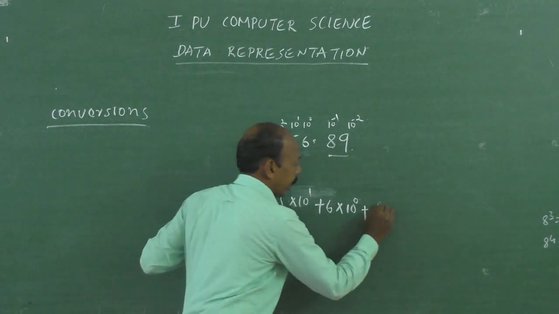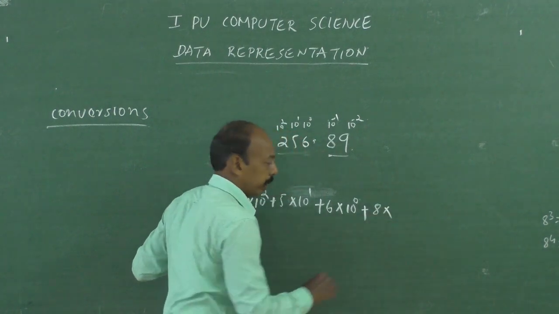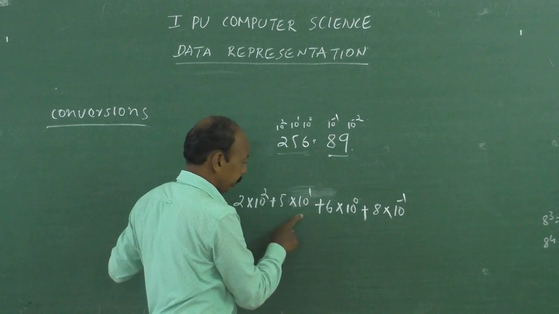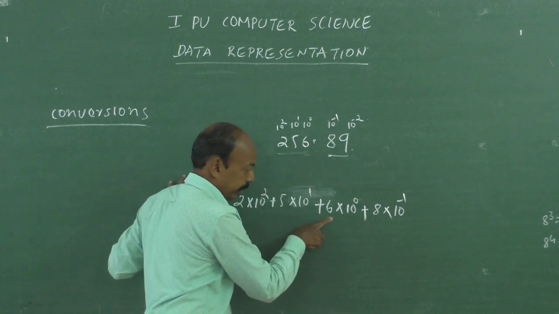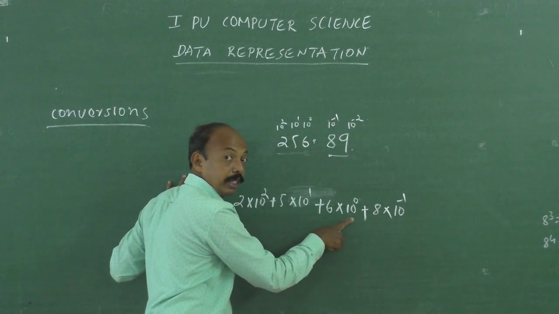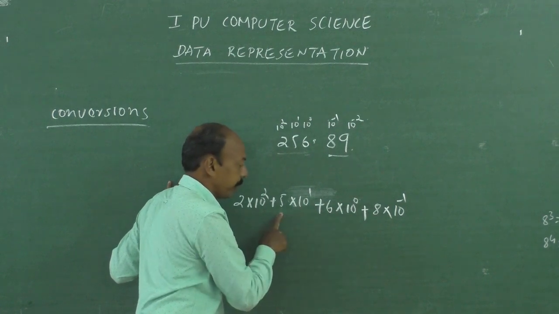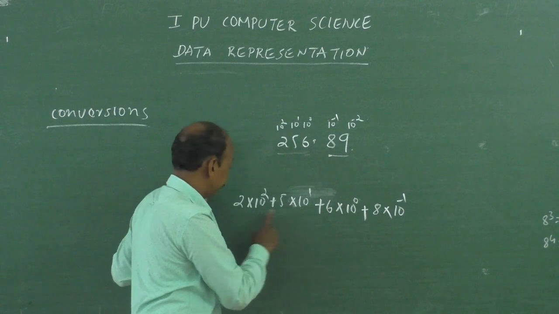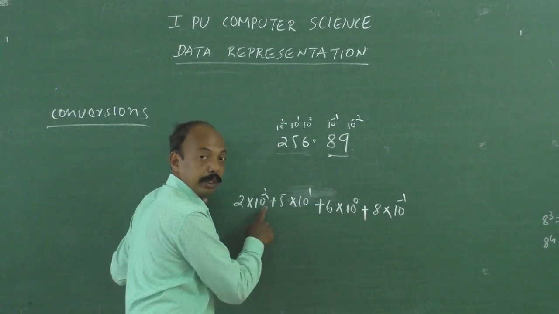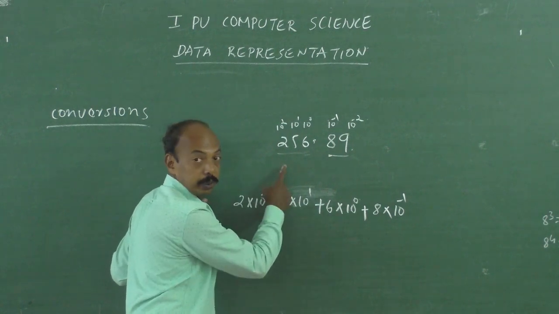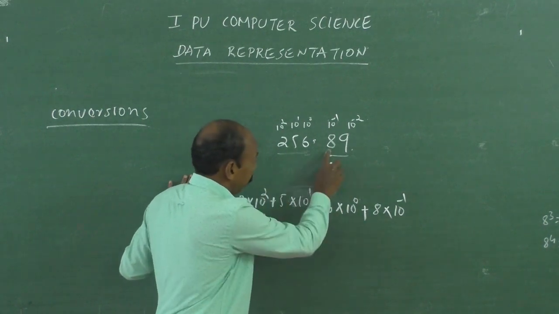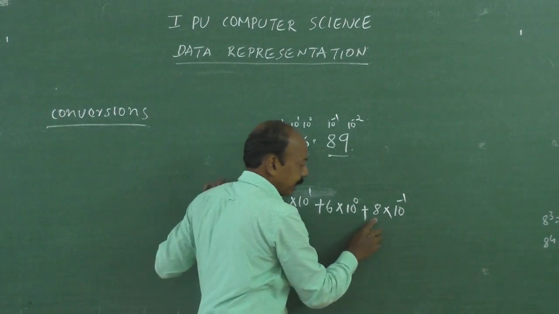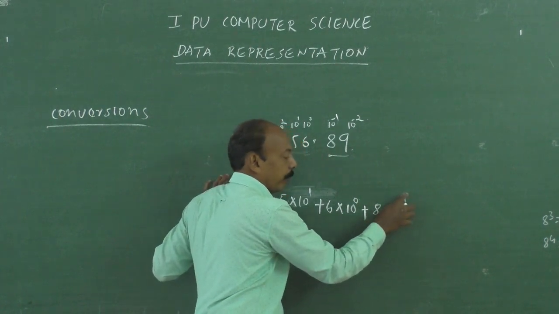Plus 8 into 10 to the power minus 1. See here, this is 6 into 1, 10 to the power 0 is 1. This is 5 into 10 to the power 1 is 10, that is 5 into 10. This is 2 into 10 to the power 2, that is 2 into 100, that's why it's 200. Now when we come to this 8, listen carefully. We will write it as 8 into 10 to the power minus 1.